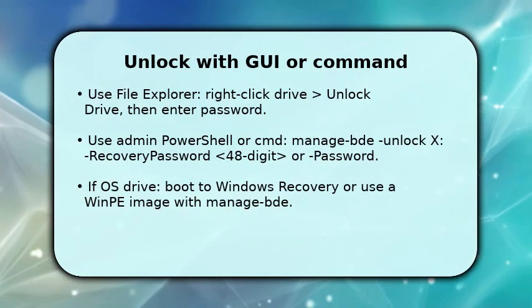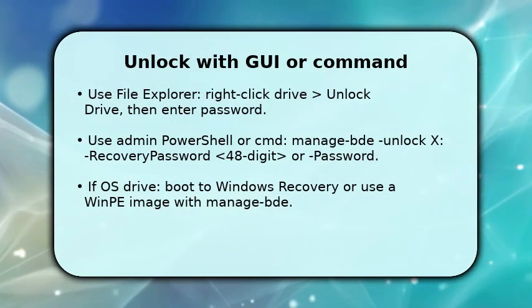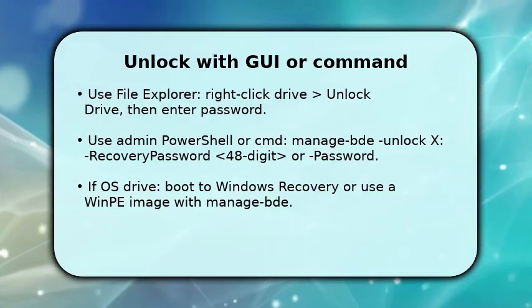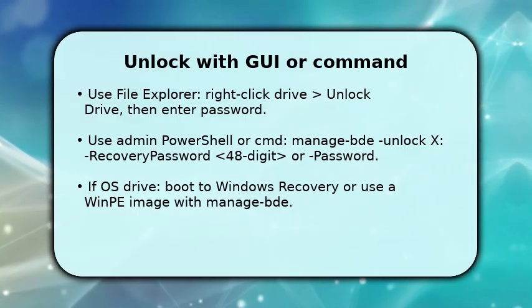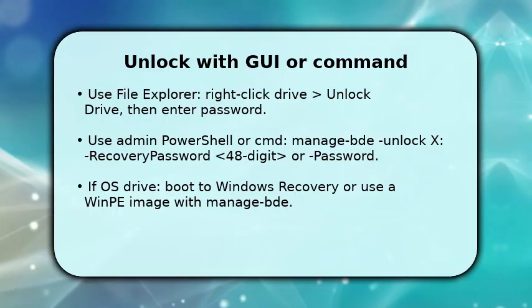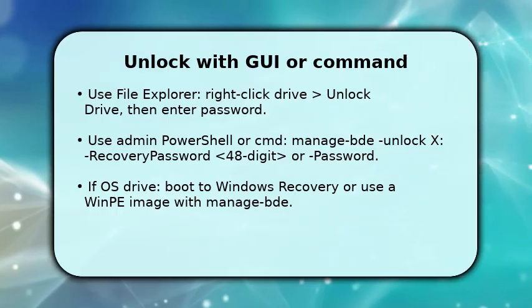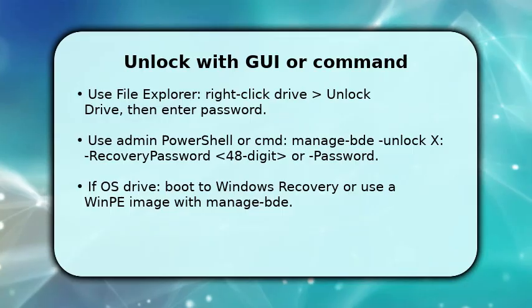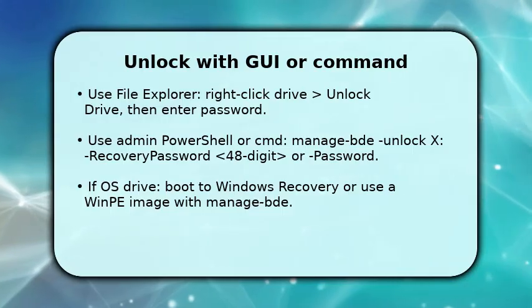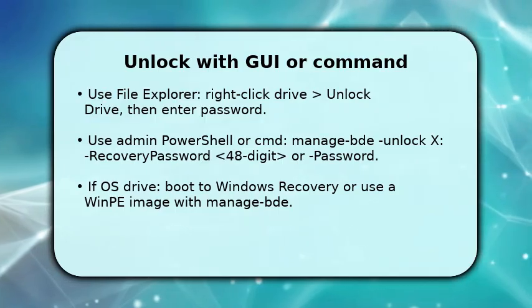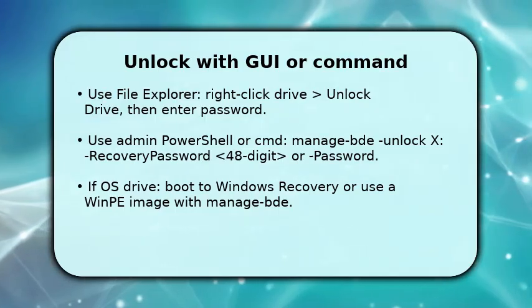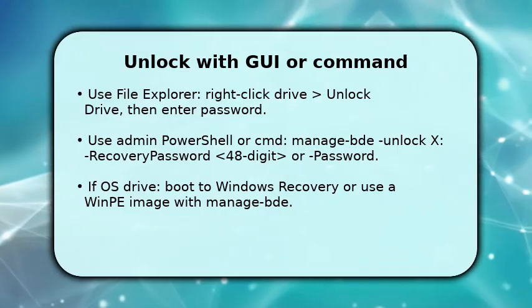Now unlock the drive. For a data drive, open File Explorer, right-click the encrypted volume, choose Unlock Drive and type the password, or paste the 48-digit recovery key. This is the simplest path. For advanced control, open an elevated PowerShell or command prompt and run manage-bde -unlock X: -RecoveryPassword your 48-digit key, or manage-bde -unlock X: -Password and supply the passphrase.